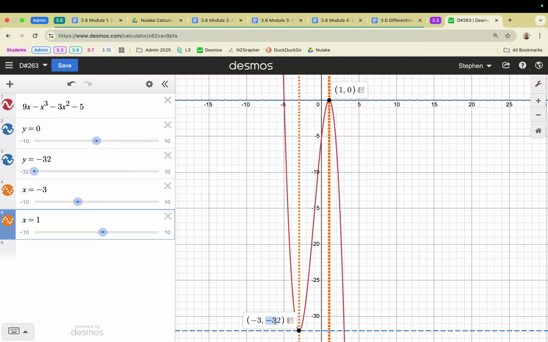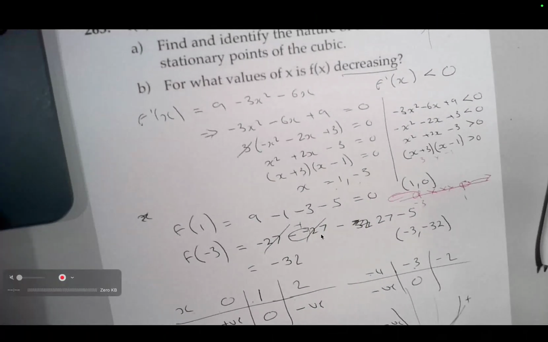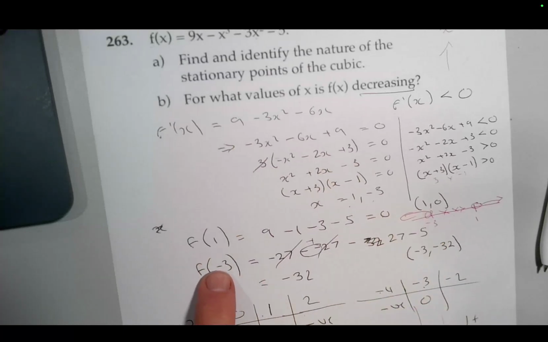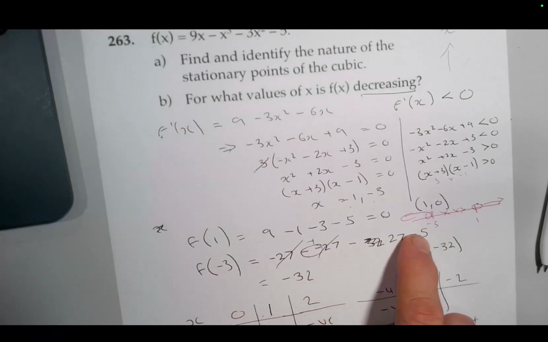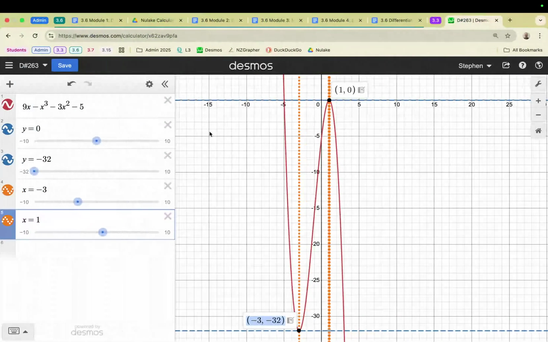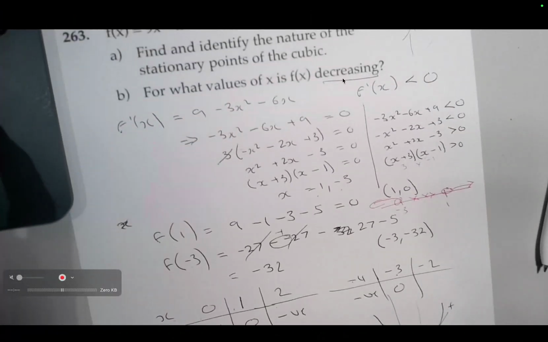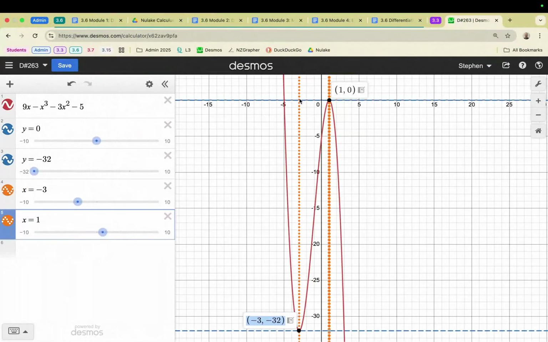And we were able to work out the coordinates of these 2 points by substituting x equals 1 into the original function. That's what we did here, and that gave us 0. And when x is -3, it was a bit fiddly here. We eventually got -32, and confirmation of that was this bit here. And lastly, part B, the function is decreasing when you put the gradient function less than 0. And basically, we could have used these values again, or we could have just looked at the graph here and said, hey, look, anything less than -3 is going to be a negative gradient. Anything more than 1 will also be a negative gradient. Cool.